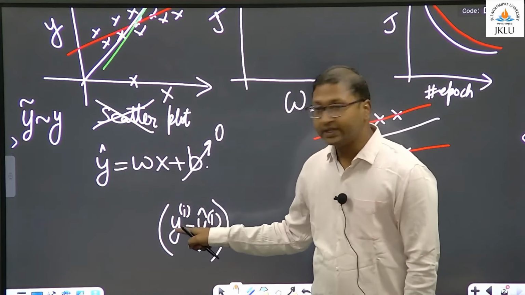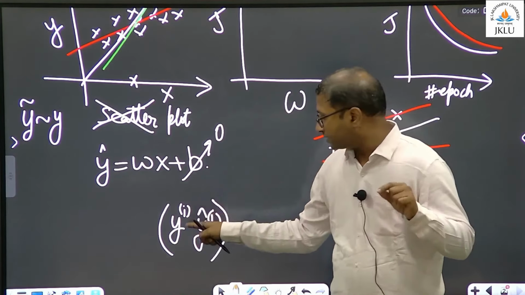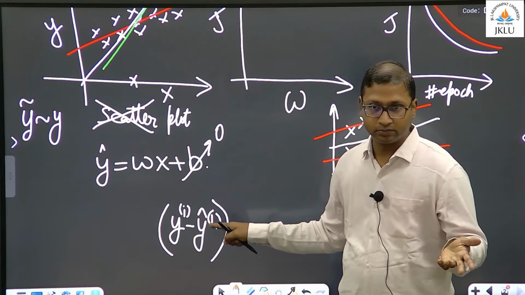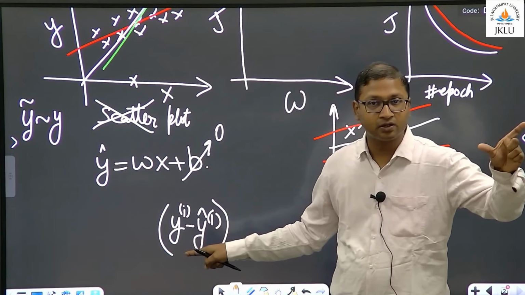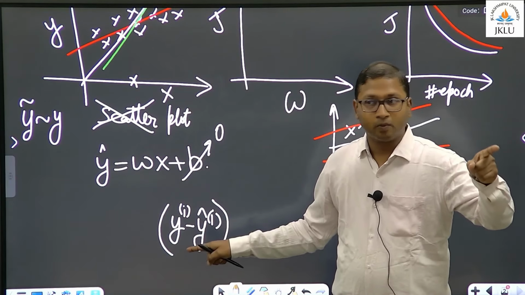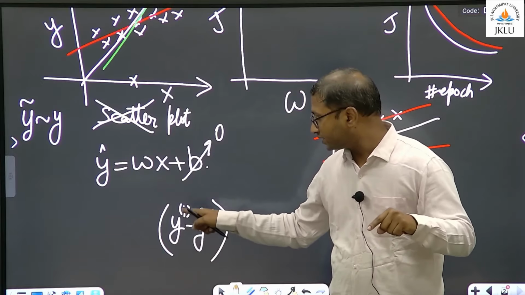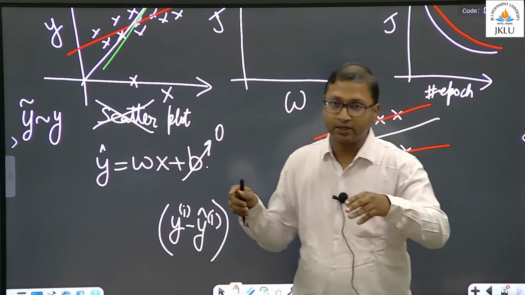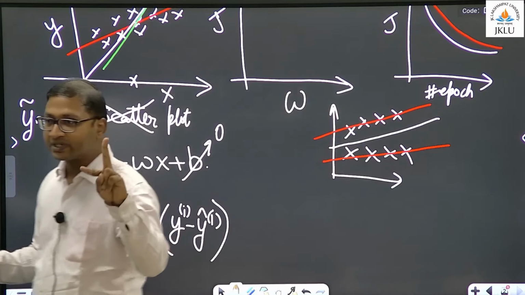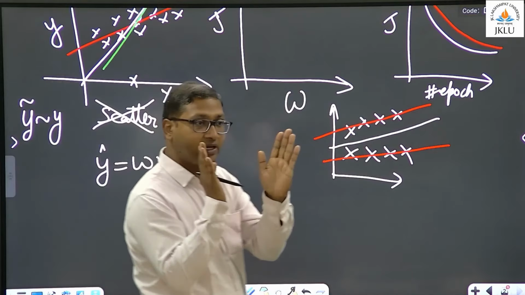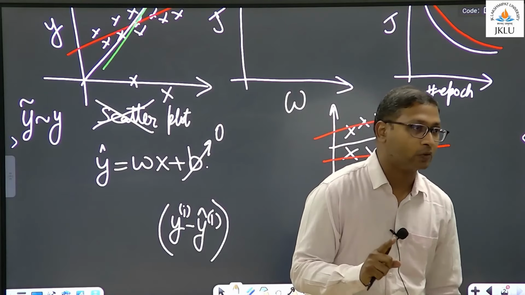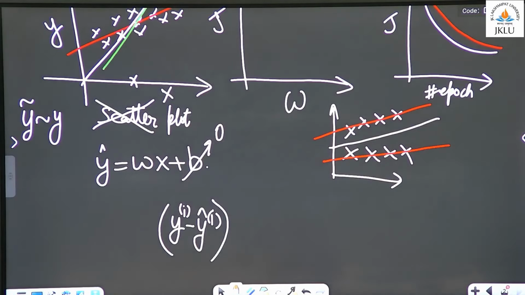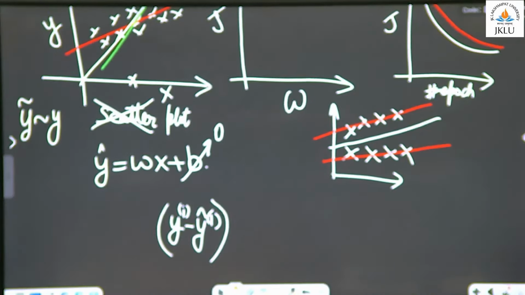So, it might happen that the answer was 100 and my prediction was 80. So in that case this difference is 20. But let us say it can also happen that this is 100 and this is 120. In that case I will have minus 20. And if these are the only two examples I have, both these errors will cancel out, I will get a 0. Even though the error is not 0, I am still getting 0. How do I solve this?